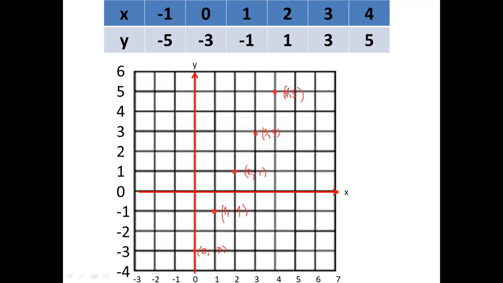And then we can now connect the dots, from -5 below. So we can have it like this one. That will be what our graph looks like.